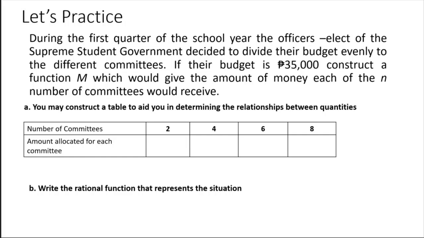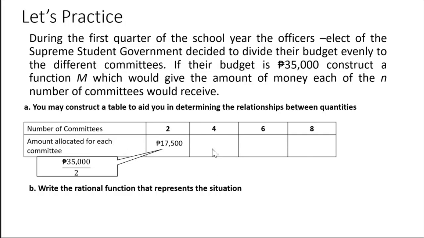Okay, let's check your work. Let's compare your answer with our answer. So the amount allocated for each committee: what is our formula? Of course, we have to divide 35,000 by 2 since there are only 2 committees. So 35,000 divided by 2 is 17,500. So there is 17,500 allocated for each committee for 2 committees.